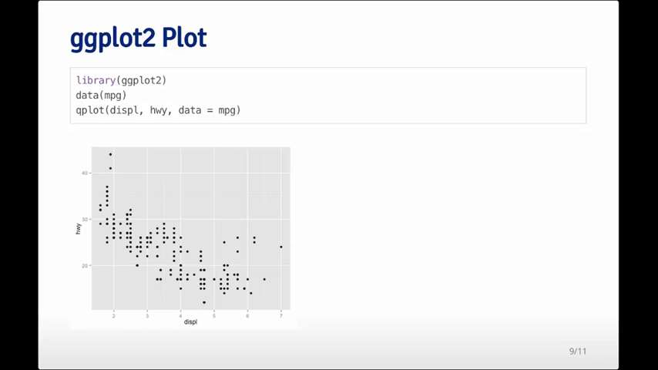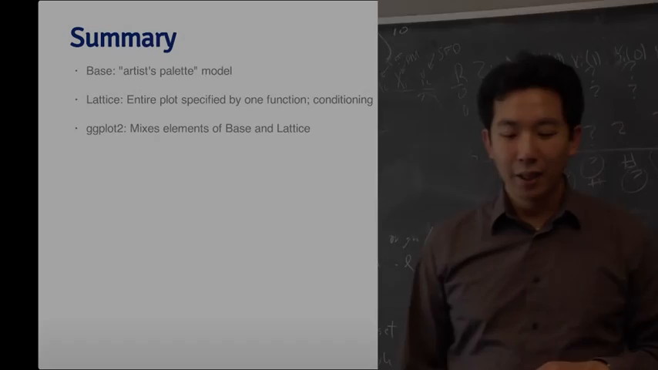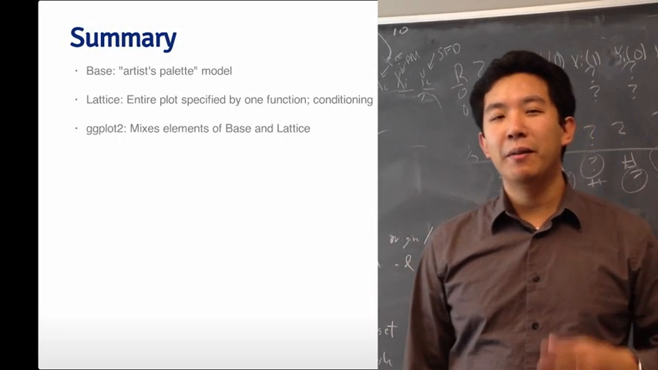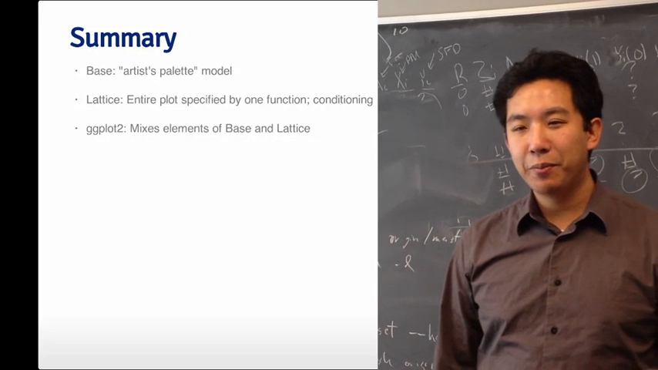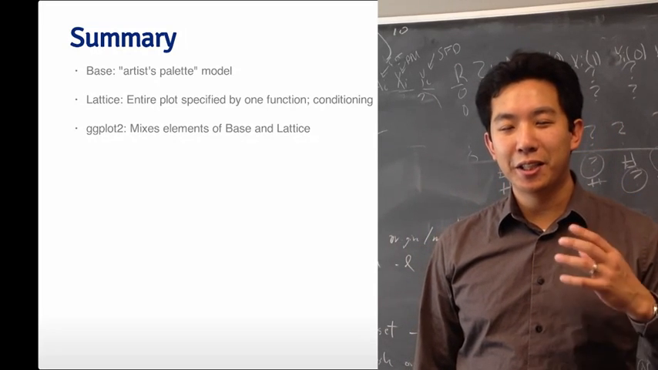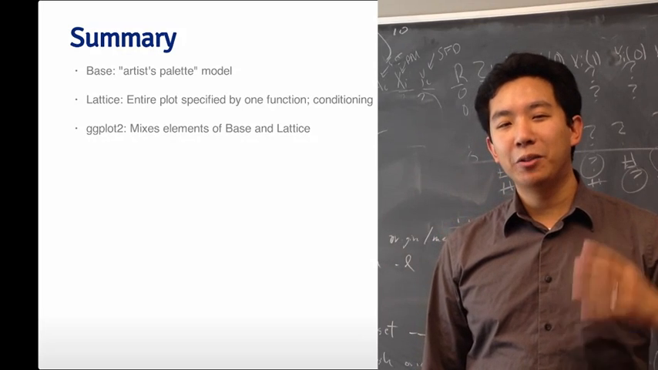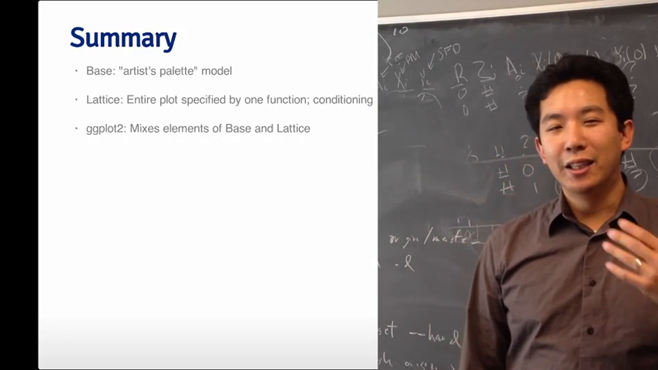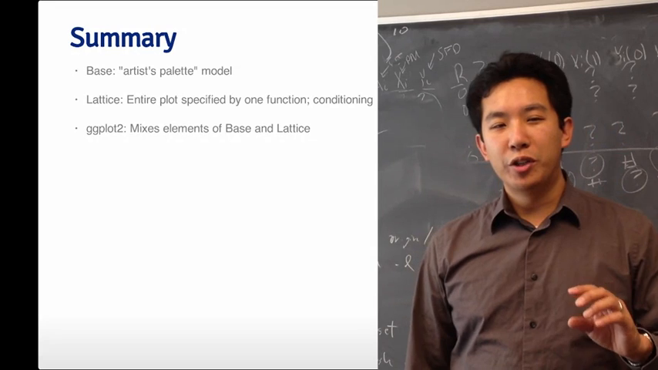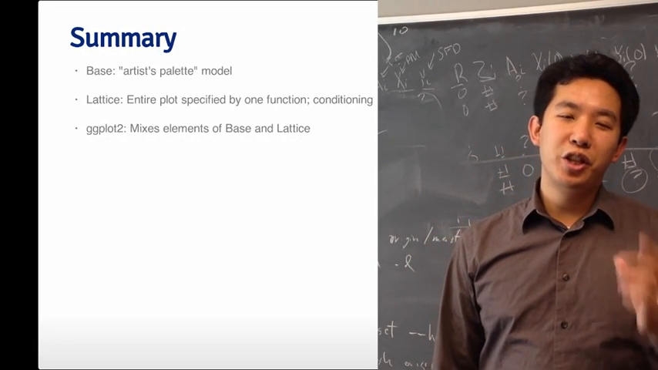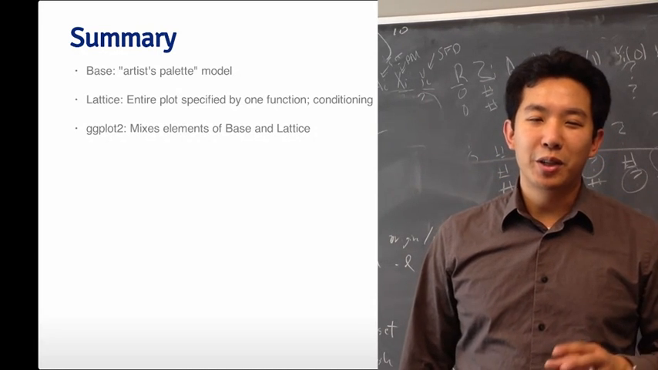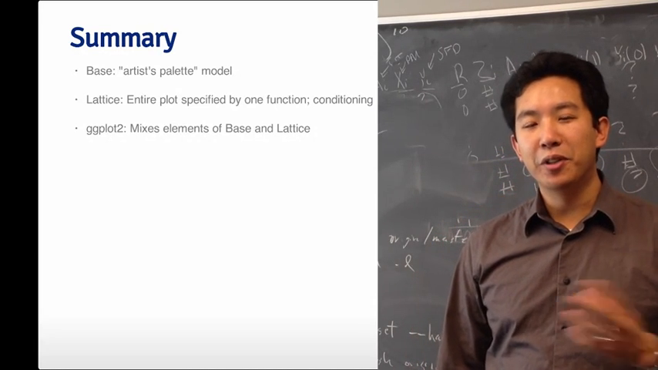So just to summarize, there are 3 basic plotting systems in R. There's the base plotting system, which has this artist palette model where you add things one by one. There's the lattice system, where you specify an entire plot using a single function call. And then there's the ggplot2 system, which mixes some ideas from both systems.